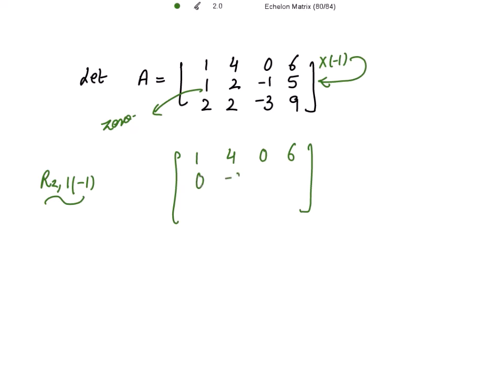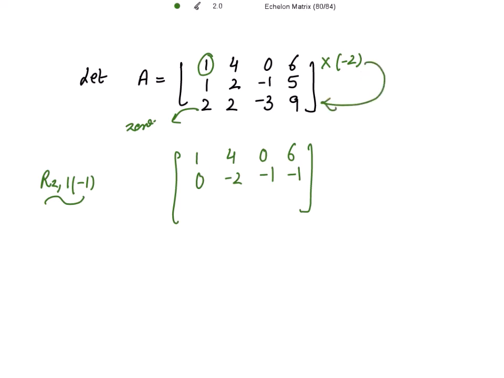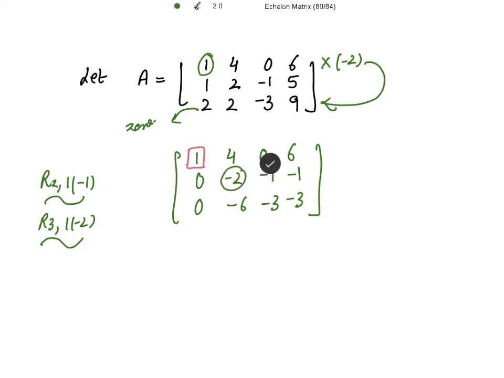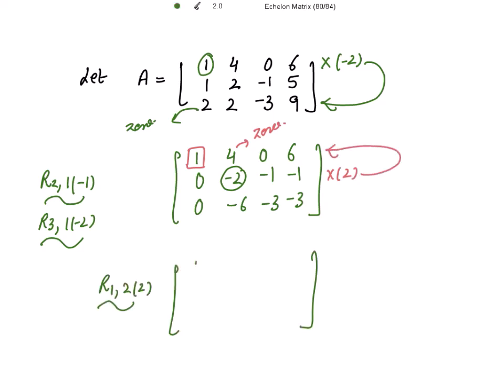So this is 0, -2, -1, -1. To get 0 in place of 2, just multiply the row 1 with negative 2 and add its elements to the row 3. So we are getting 0, -6, -3, -3. So this element becomes the leading element of the first row. We are having negative 2 as the leading entry for the second row. To make this the leading element, I need to make all other entries 0. To get 0 in place of 4, just multiply the row 2 with 2 and add its elements to the row 1. So I get 1, 0, -2, 4.